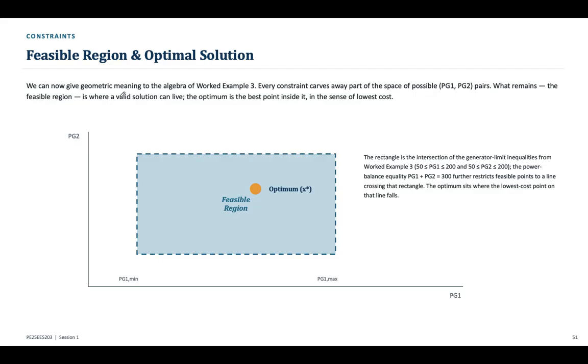So we can give a geometric meaning to the algebra of worked example 3 now. Every constraint carves away a part of the space of possible PG1. Here you have PG1 minimum, you have PG1 maximum, right? What remains is the feasible region, where a valid solution can live, and the optimum is the best point inside it, in the sense of lowest cost.